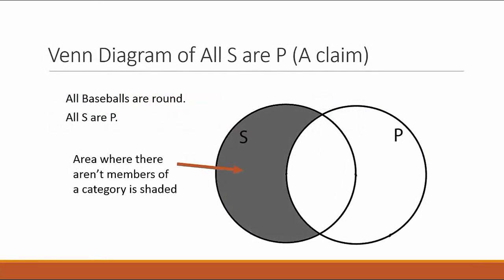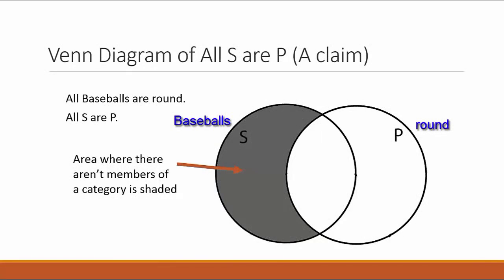Venn diagrams provide a way to visualize logical relationships between a subject and predicate in a categorical claim. 2 circles are drawn that overlap, the left circle representing the subject and the right circle representing the predicate in the categorical claim. In a universal affirmative claim, such as all baseballs are round, the subject is baseballs and the predicate is round.